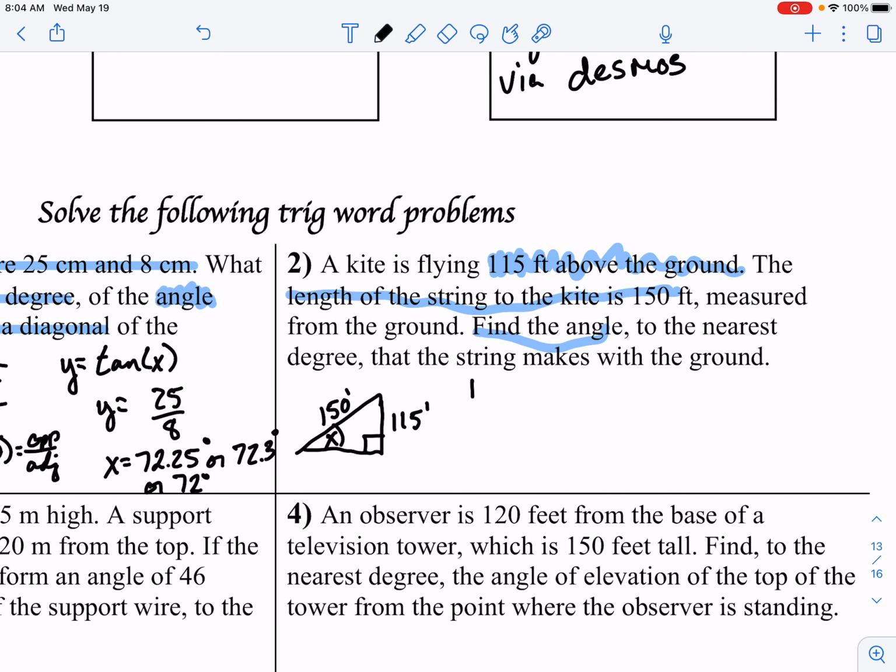Label my triangle, starting with hypotenuse, which is 150. From there, theta, x. When I trap x, it touches the adjacent, and the hypotenuse, I don't know it, don't want to find it, forcing my remainder to be 115, or my opposite side to be 115. From here, I write out my 3 trig equations.